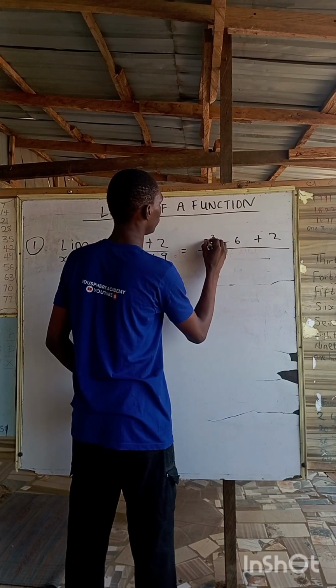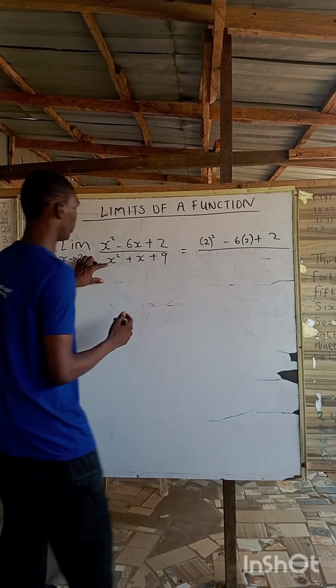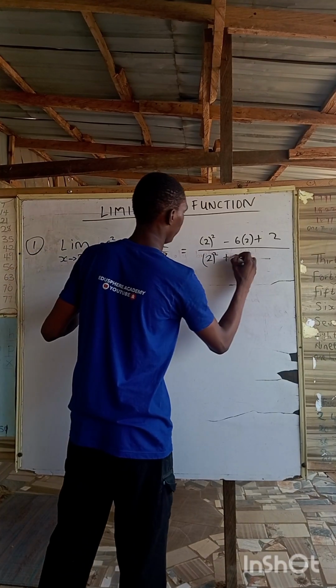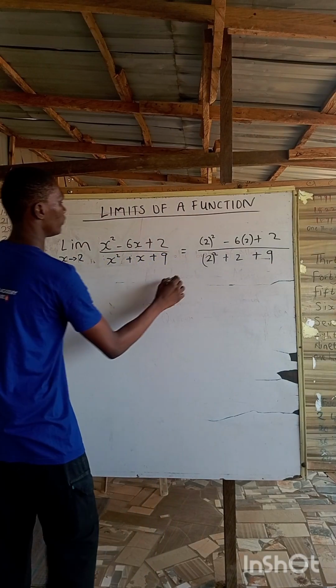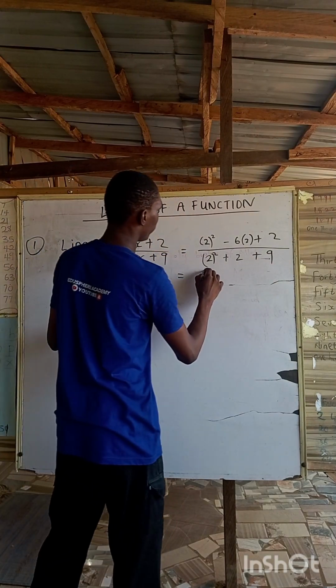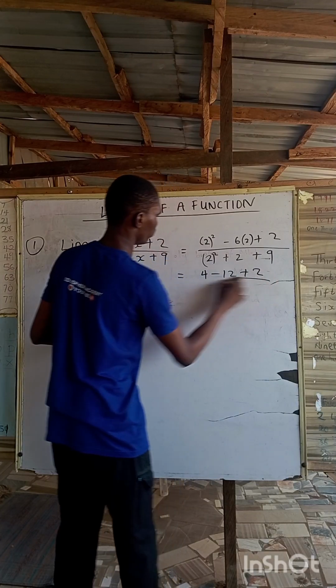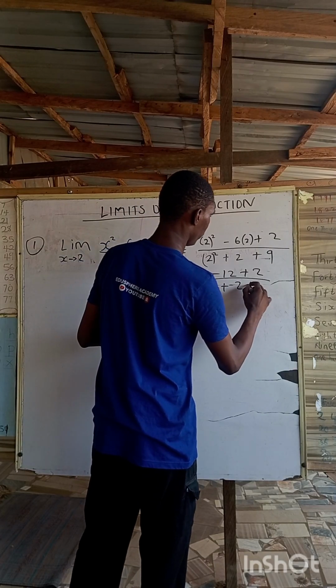That gives 2 squared minus 6 times 2 plus 2, over 2 squared plus 2 plus 9. And that will give us, 2 squared is 4, so 4 minus 12 plus 2 over 4 plus 2 plus 9.